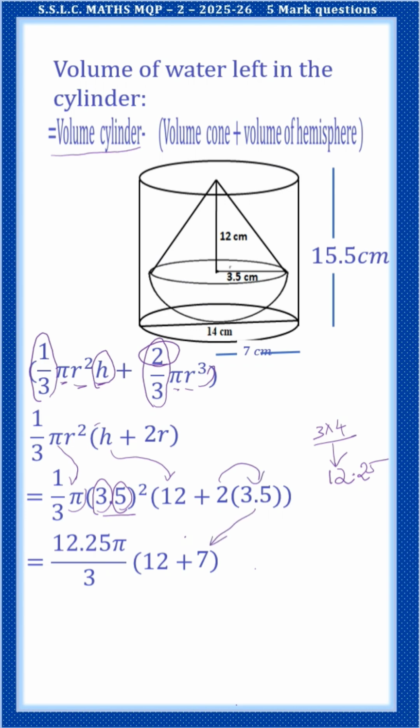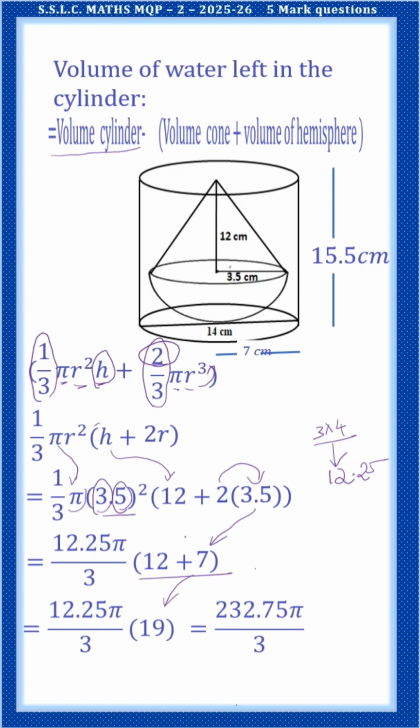Now 12 plus 7 is 19. Let us have pi as such here. 12.25 into 19, that is 232.75, into pi by 3. And 232.75 by 3 is equal to 77.58 pi centimeter cube. So volume of the toy is 77.58 pi centimeter cube.